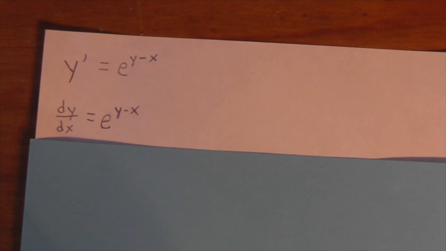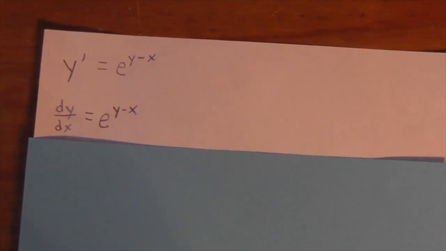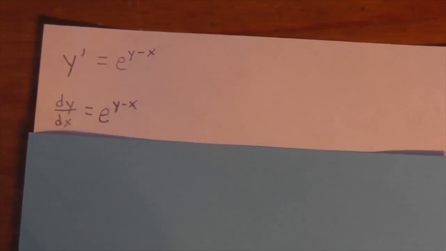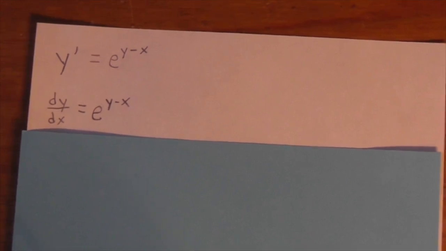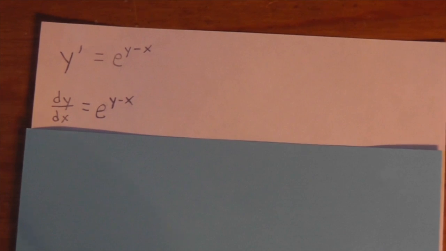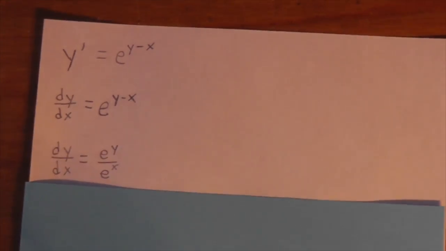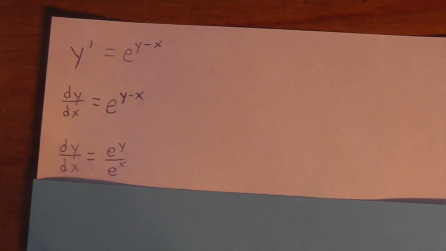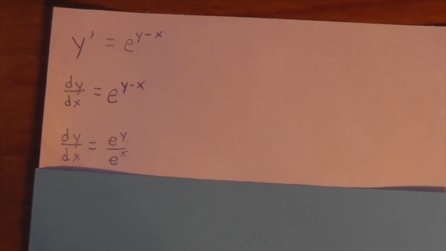Our goal is to have all the x's on one side and all the y's on another, so we should start by separating the variables on the right-hand side of the equation. By laws of exponents, we can rewrite e to the y minus x as e to the y over e to the x. Now we can manipulate the terms in each equation to have all y's on one side and all x's on the other side.